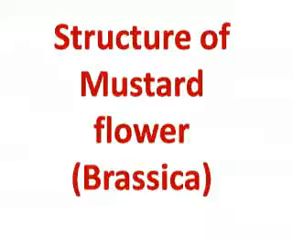In this video, we are going to discuss the structure of mustard flower. It is also called Brassica campestris. Brassica campestris is its botanical name. Now we will discuss different parts of the mustard flower or Brassica campestris.